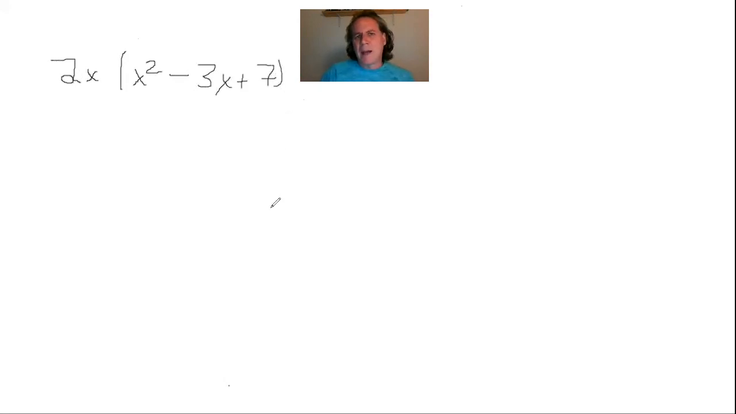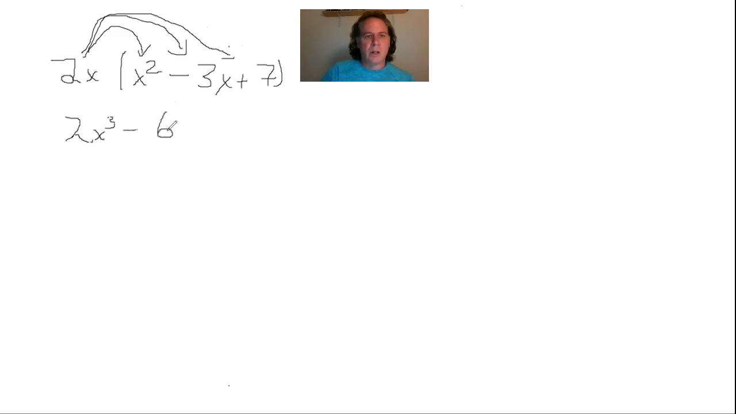And I said expand and simplify, you would say, okay, I've got to distribute this 2x in with each of these terms. And we would get 2x cubed minus 6x squared plus 14x.